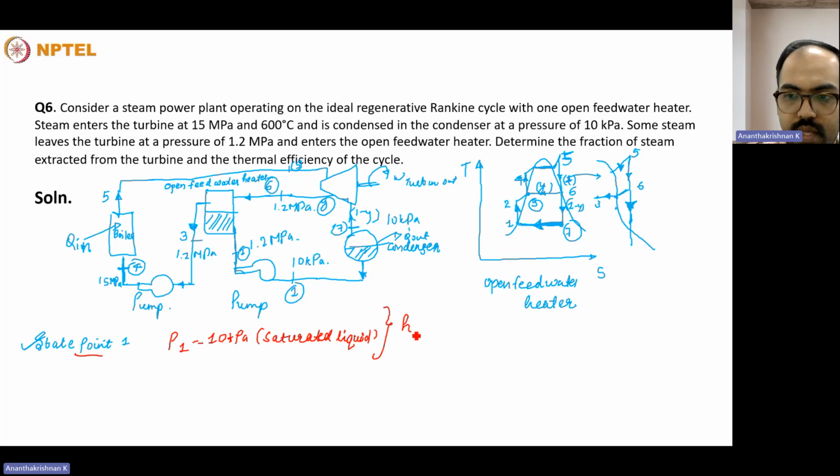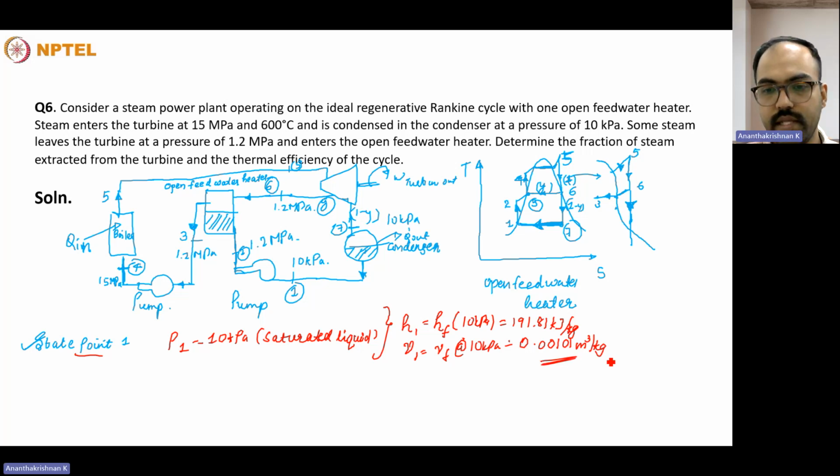So from the steam table, we can get the saturated liquid enthalpy at 10 kilopascal. So that will be equal to 191.81 kilojoule per kilogram. And the corresponding specific volume will be the saturated fluid volume at 10 kilopascal. So that will be equal to 0.00101 meter cube per kg.